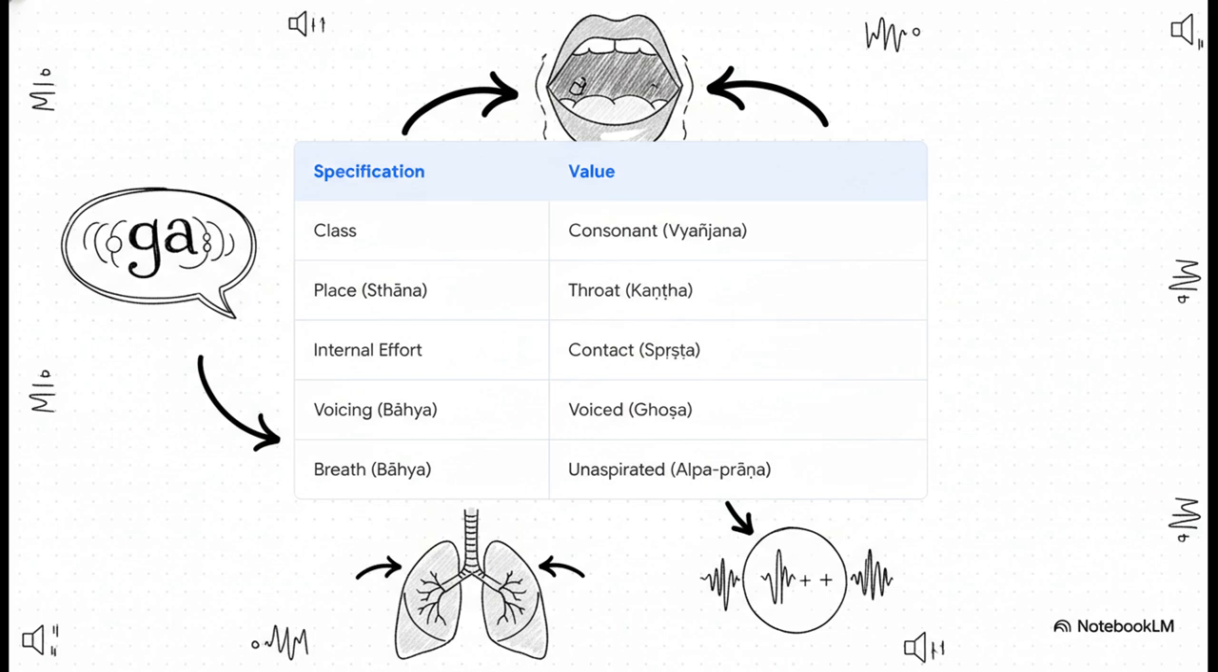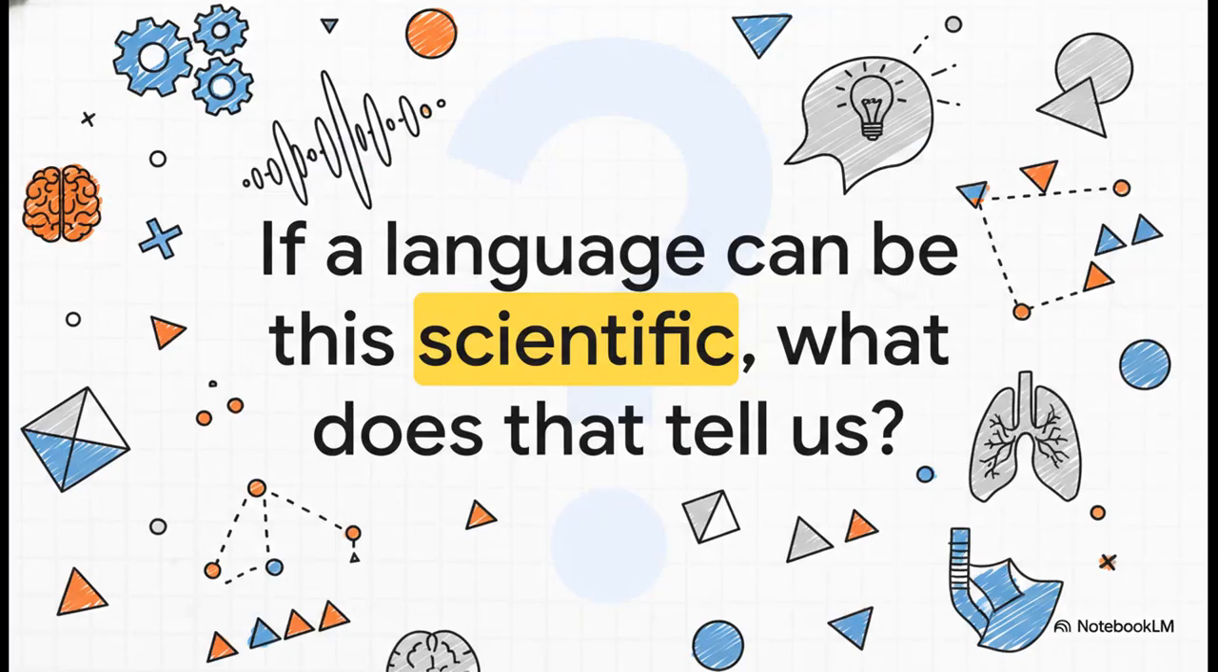We know it's a consonant, we know its place is the throat, we know its internal effort is contact, and we know its external properties for voicing and breath. These 5 coordinates pinpoint ga with absolute precision. No other sound in existence has this exact same signature. That is just mind-blowing. So, we end up right back where we started.